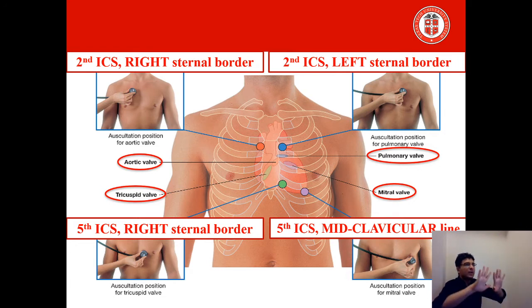So if I want to summarize this whole story once more, you will find second intercostal space, right side, the aortic valve. On the opposite side, you have the left sternal border, second intercostal space, pulmonic. In the fifth intercostal space, on the left sternal border, you have the tricuspid valve, and on the midclavicular line, you will have the mitral valve. So these are the four landmarks associated with the four heart sounds and heart valves.